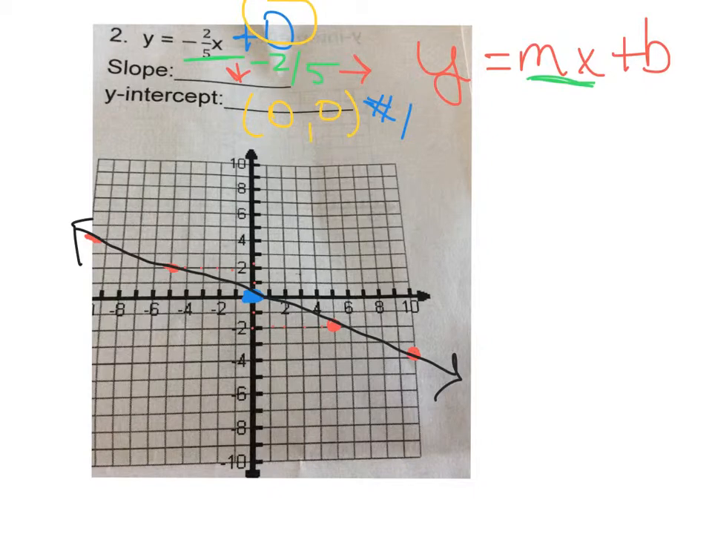And remember, we talked about if the slope is negative, it's going downhill. So if you look at my line, it's going downhill. So that's a good first check.